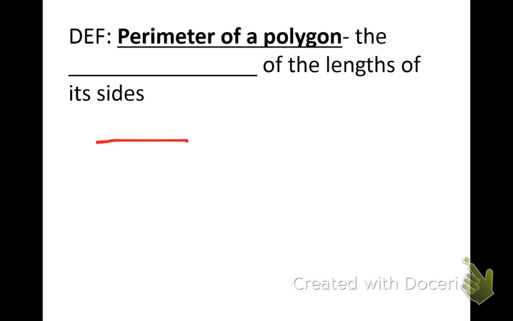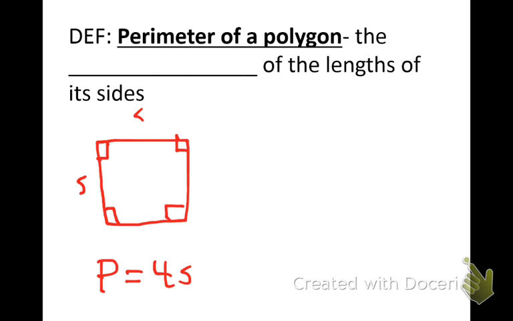We can take an example of a square. It has side length S. What would the perimeter of the square be in terms of S? Yes, it'd be 4S. All the sides are length S, so we'd add all the sides and we'd get 4S. It's the sum of the lengths of the sides.